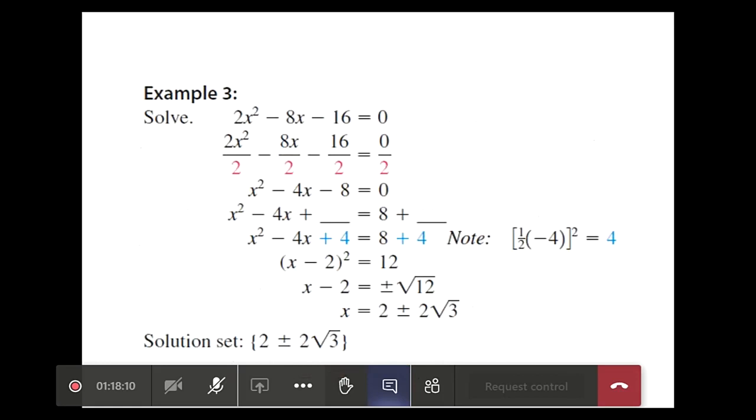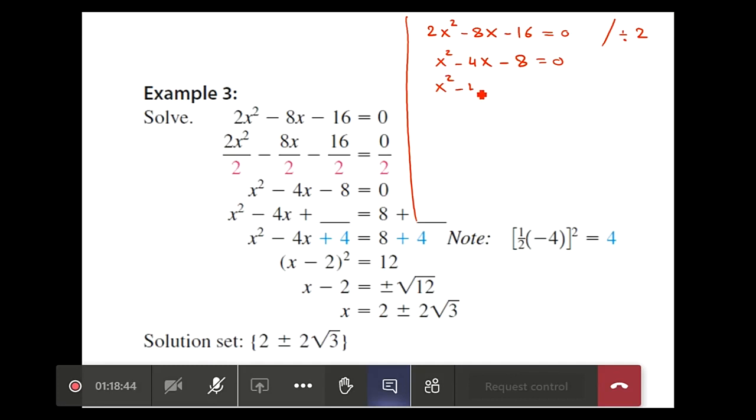Let's see an example. Look at this: 2x square minus 8x minus 16 equals 0. In the first step, divide by 2. Okay, we need x square only. So we have x square minus 4x minus 8 equals 0. Now put x square and 4x on the left hand side and 8 on the right hand side.